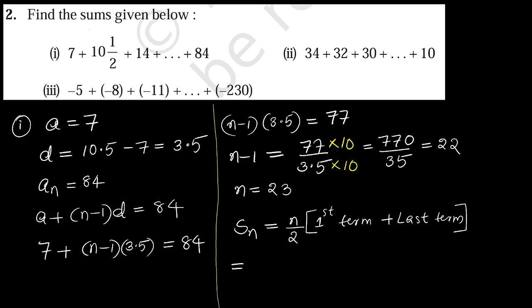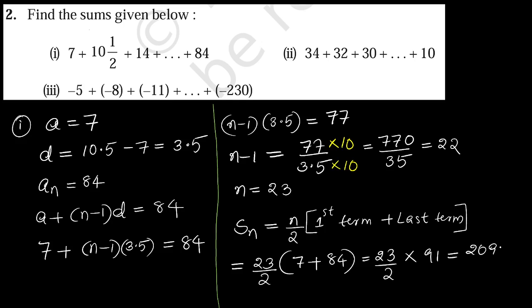n is what? 23. First term is what? 7. Last term is 84. So this will be 23 by 2 into (84 plus 7), which will be 91. You will get a fraction. You must be careful when you do the multiplication and division. 91 into 23 by 2. 23 into 91 is 2093. Divide by 2.